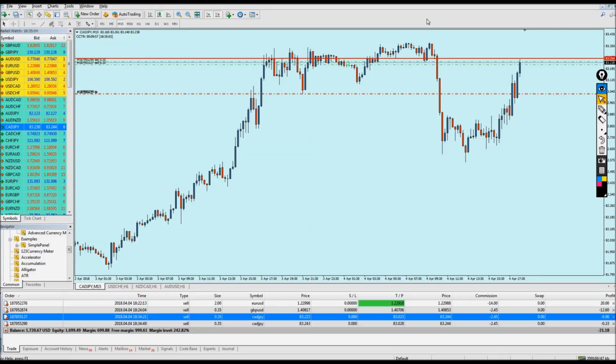Now, let me tell you about stop loss. Maybe my trade will be in loss. It can mess up anytime, right? This is the market. This is how it works. What will happen, guys?